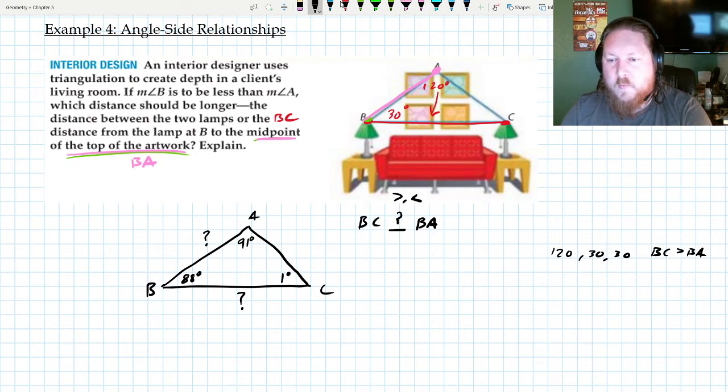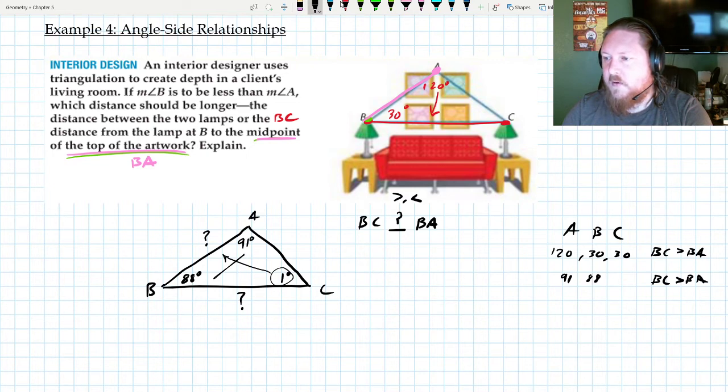So no matter what I'm doing here, even when they get really close together, and they add up to 179 degrees together, there's still just 1 degree left over here. That just makes this guy even smaller. And so again, BC is going to be greater than BA, and that was when we had 91. Let's do this A, B, and C. 91, 88, and C was 1.